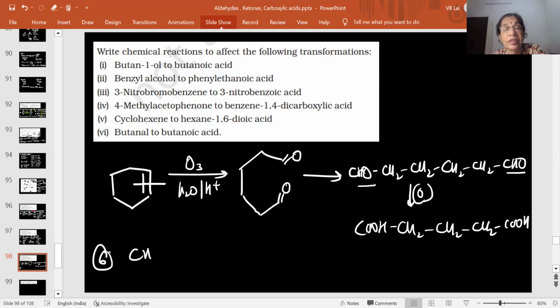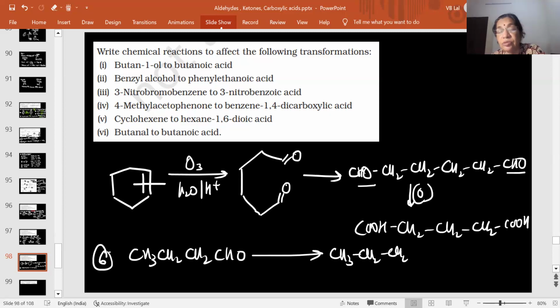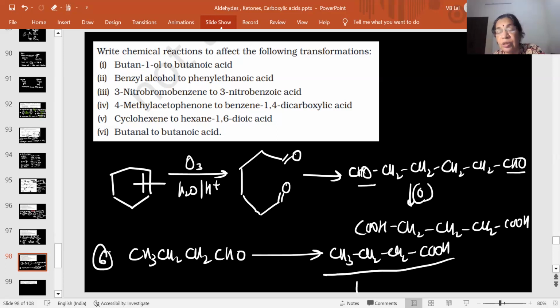This at least is easy. CH3CH2CH2CHO to butanoic acid. What is butanoic acid? CH3CH2CH2COOH. This is which acid? Butanoic acid.